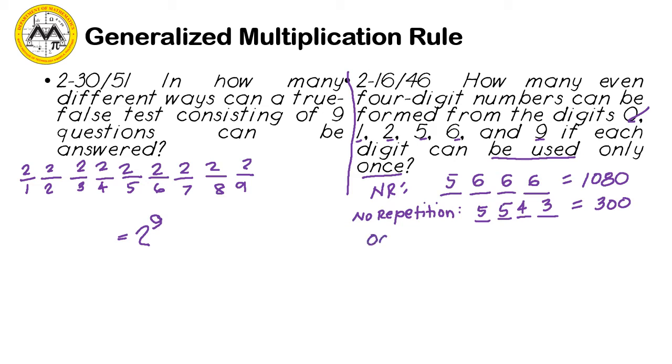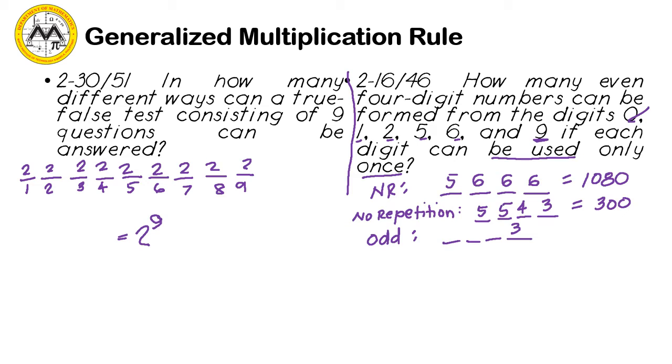If we want to solve for the odd numbers, we start with the last digit. It should be 9, 5, or 1. So we have three options for the first digit.